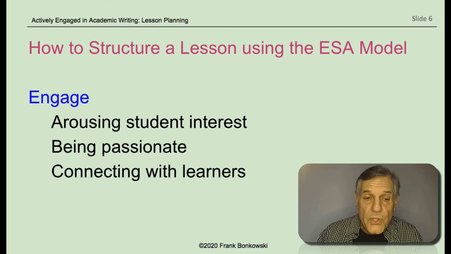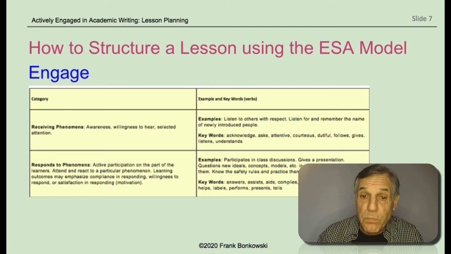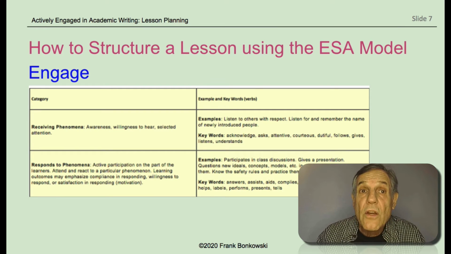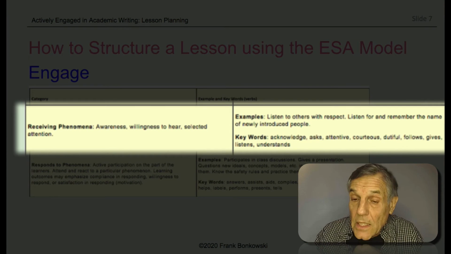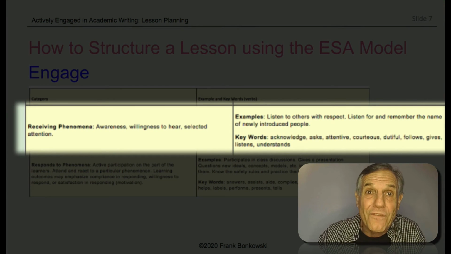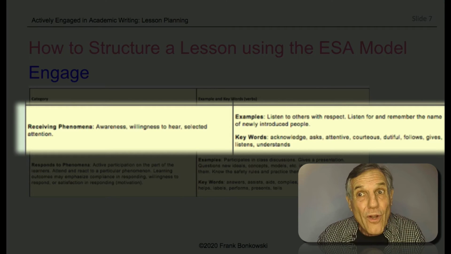And you'll see in the next slide here, Bloom's taxonomy, the affective domain. The very first level, as you can see there, is receiving phenomena. Learners need to be aware, show willingness to hear, and be attentive. They've got to get off their cell phones.